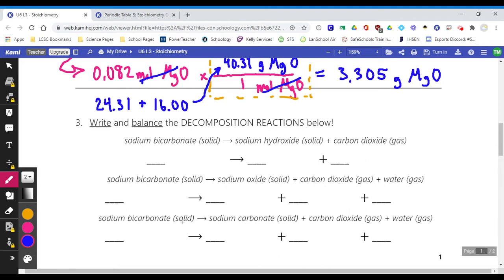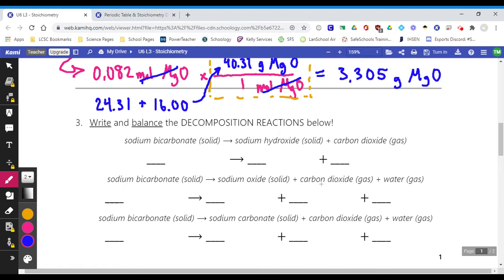And there's 3 possibilities that could happen here. In the first possibility, our baking soda turns into sodium hydroxide and carbon dioxide. In the second possibility, our sodium bicarbonate turns into sodium oxide and carbon dioxide and water. And in the third possibility, our sodium bicarbonate breaks down into sodium carbonate, carbon dioxide, and water.